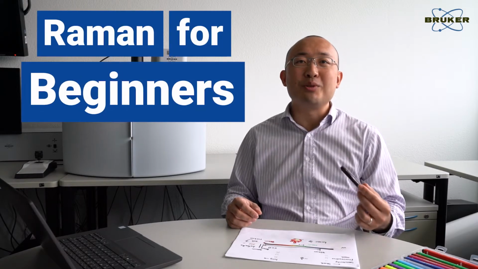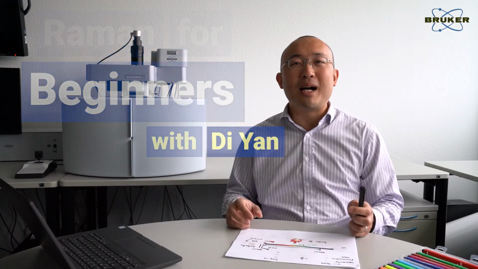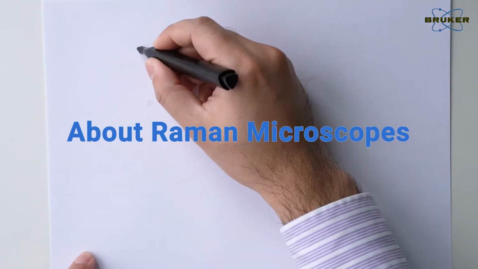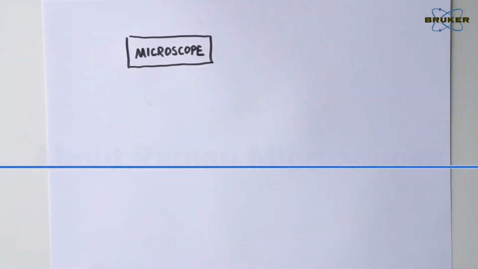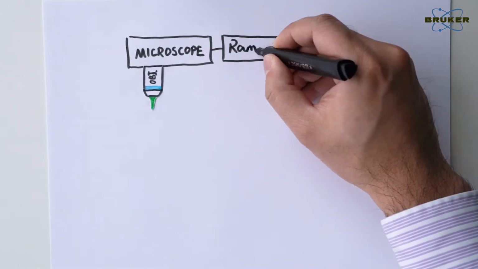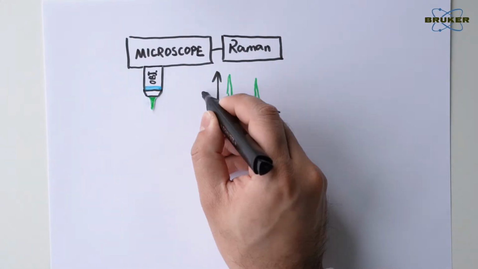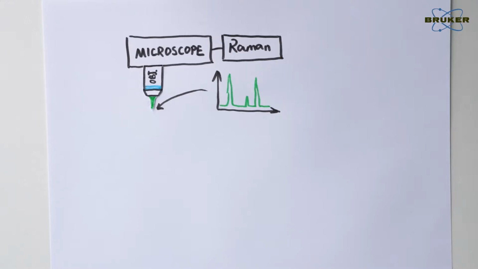Previously, I have introduced the concept of a Raman spectrometer, but did you know that you can combine a Raman spectrometer and an optical microscope? Microscopes are designed to examine small objects, so if we send a laser through a microscope, we can focus that laser on a very small part of the sample and collect the Raman scattered light.